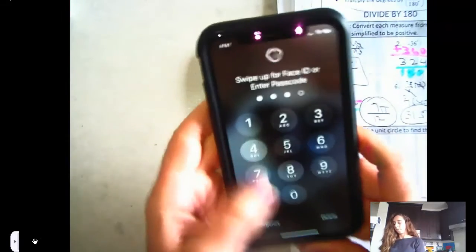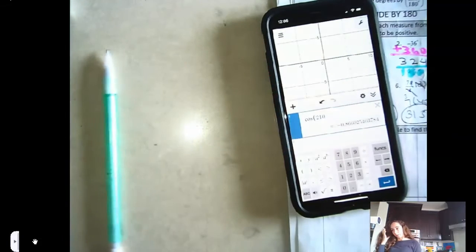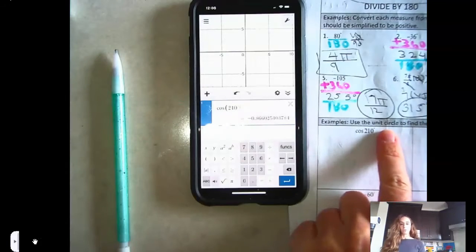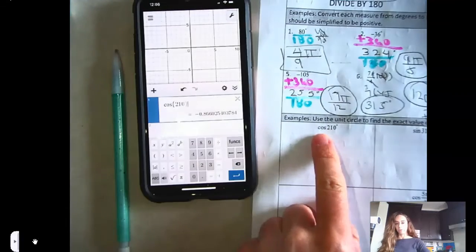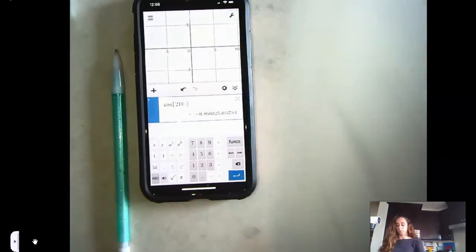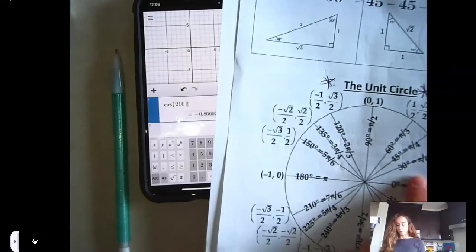Okay? So I can just go like this in my calculator and go cosine of 210. Oops. Dropped everything, sorry. And it tells me 0.86, whatever. I don't even know what that represents. But it actually tells me to use the unit circle. So let's go. It's cosine of 210. Let's remember that. So we come over here to the unit circle. We go and we find 210 degrees.